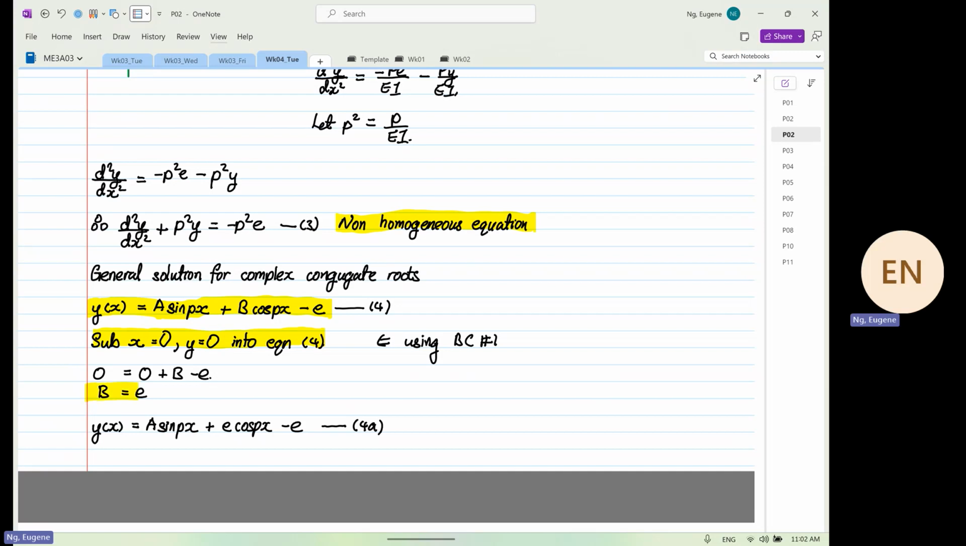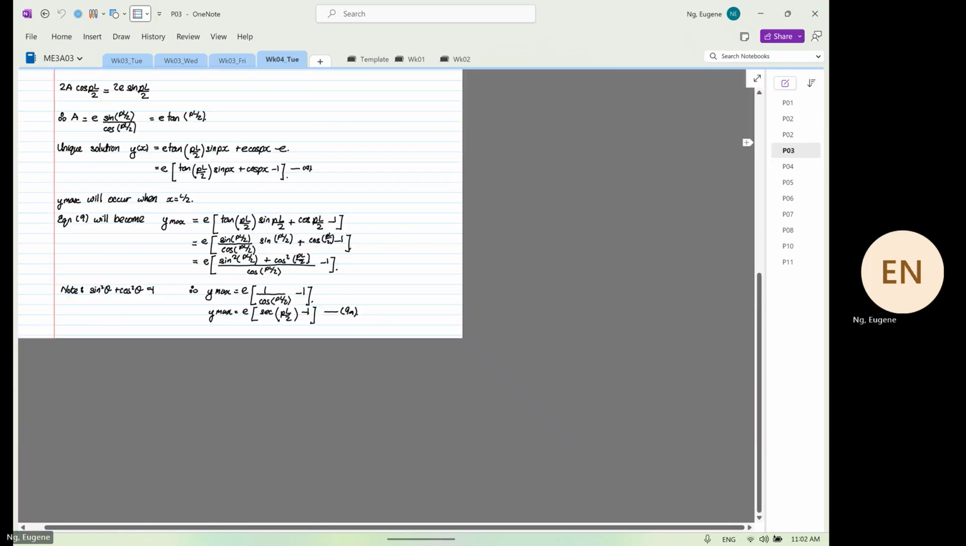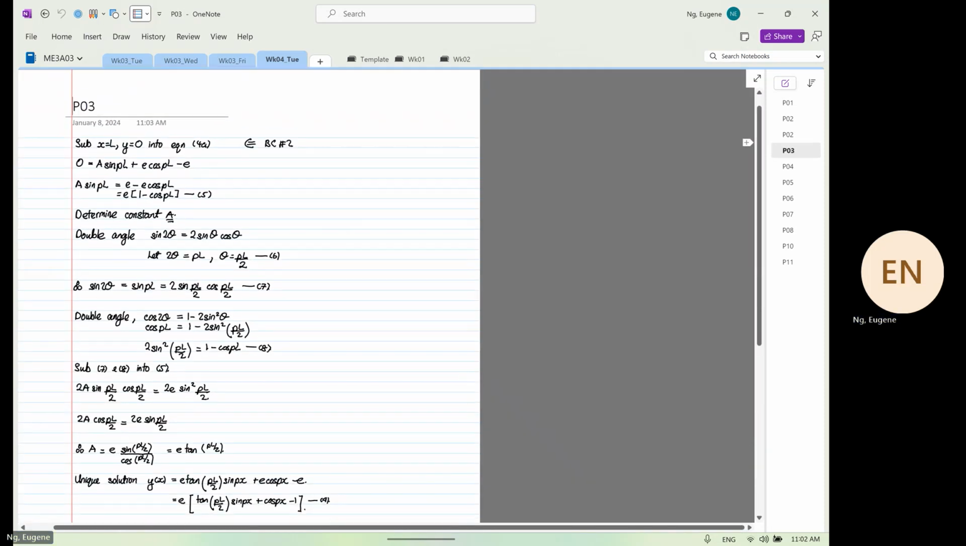Here, we found that B is equal to E. E is the what? Eccentric offset distance of the applied axial load. We substitute into that equation again. Okay, in equation 4, it will not get any worse, okay?